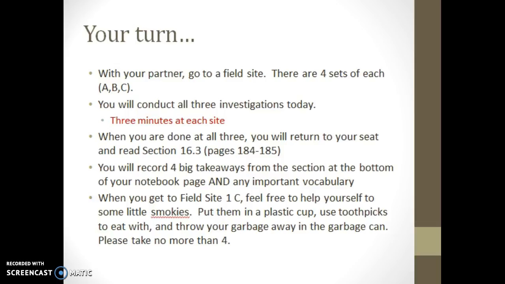Look at the pictures. Read the text. Take your notes. Read the section of the textbook. It's going to be section 16.3, which is, let me look for that page number again real quick. That is pages 184 to 185 if you're using a hard copy of a textbook. But I want you to do that so that you can hit the ground running, ready to work on Tuesday.